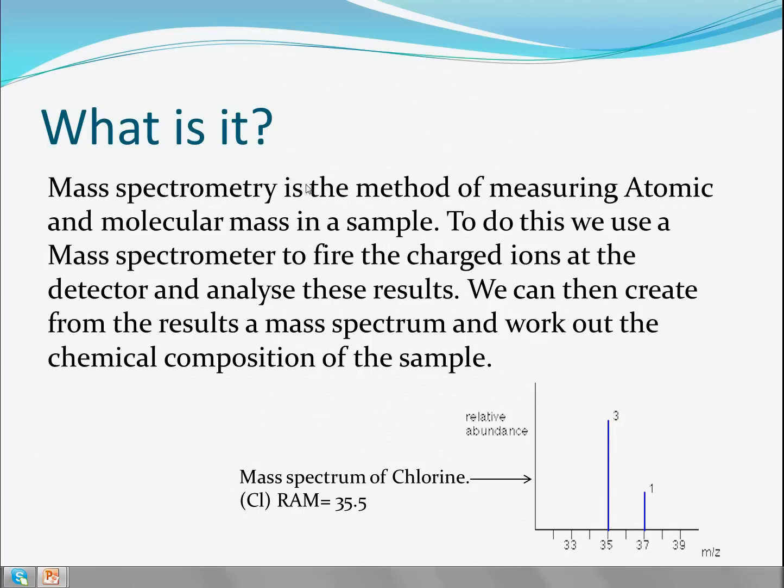Okay, so what is it? A mass spectrometer is a method of measuring atomic and molecular mass in a sample. To do this, we use a mass spectrometer to fire charged ions at the detector and we analyze these results. We can create bar charts from these results, like the one at the bottom here. This is for chlorine, so 3 at 35, 1 there, so if you work out the mass you get 35.5. And we can work out the chemical composition of many samples.